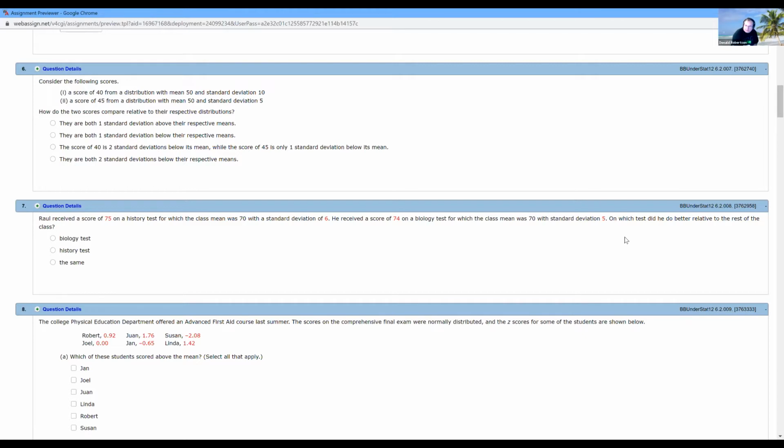Which one of those, right, did he do better in? Well, don't you always do better in the higher z-score one? And the higher z-score one was biology. Oops. Because it had a higher z-score. I hope I calculated that right. So you can take two different things, find the z-score, and the biggest z-score is considered the better.